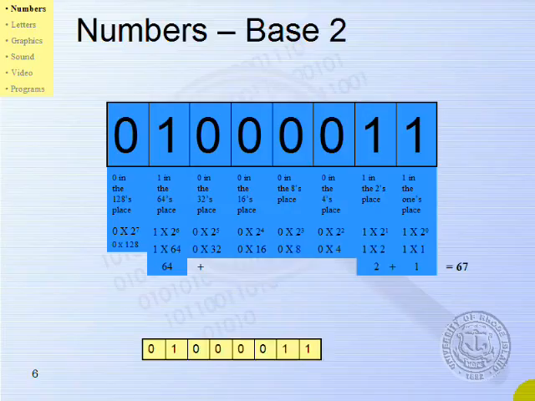So the byte we've been working with, if it were being used in the computer as a number, would be treated as a 67.